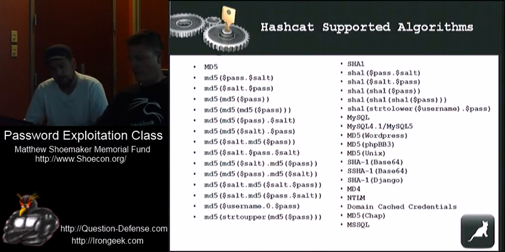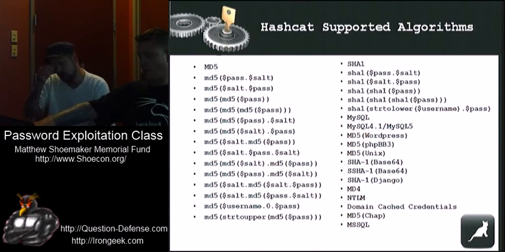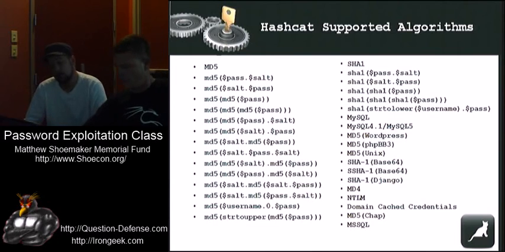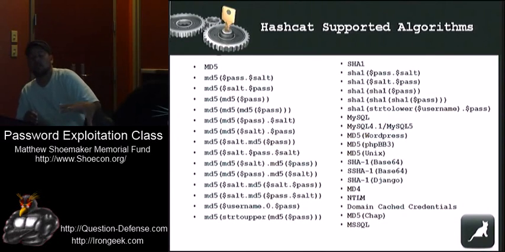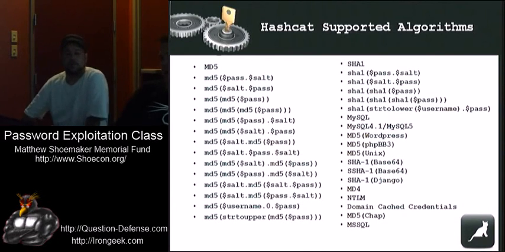Yes, and I'm not sure. It has to do with the encoding. So if I see a $6 in a Unix password hash, which one would I use? That is the SHA-1 pass-salt. Okay. And so Hashcat supports Linux hashes, but oclHashcat does not yet.